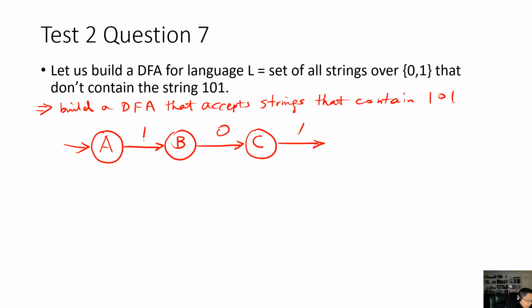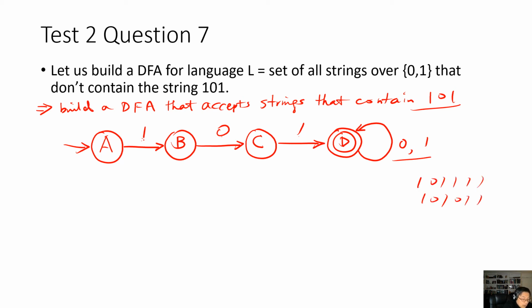Now, if we're lucky enough to build the string 101, then this is going to be the accepting state, right? So if we are in the state D, then it doesn't matter what the follow-up input is. This string will always be accepted because it always starts with 101. So that means it contains 101. So it doesn't matter what the follow-up string is. So 101111 is accepted. 101011, that's also accepted because it contains 101.